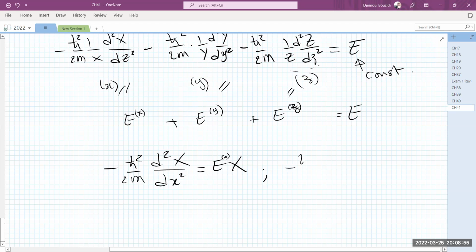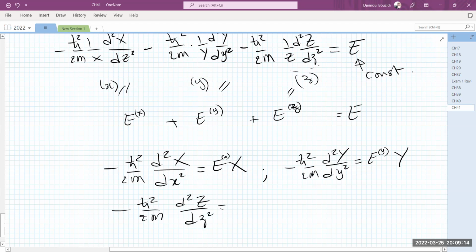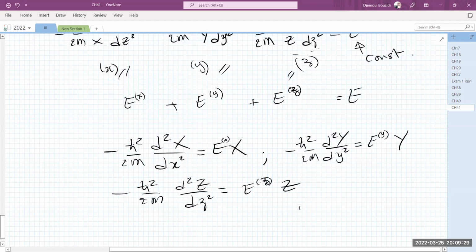The same thing with the others. The second term in here is minus h bar squared over 2m times the second derivative of y with respect to y, which is equal to, again, the contribution of the y direction, E sub y, times y. And the last term in here is minus h bar squared over 2m times the second derivative of z with respect to z, which is equal to E, I'm sorry, from the z direction, times z. Again, I had 1 over z in here, and I multiplied by it. That's how I ended up with it on this side.